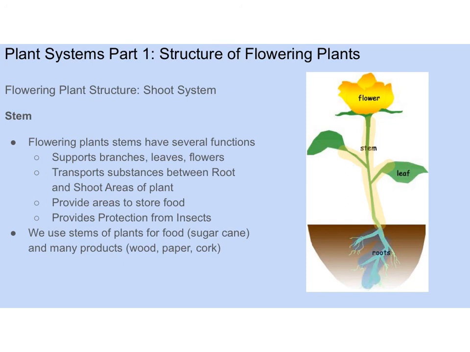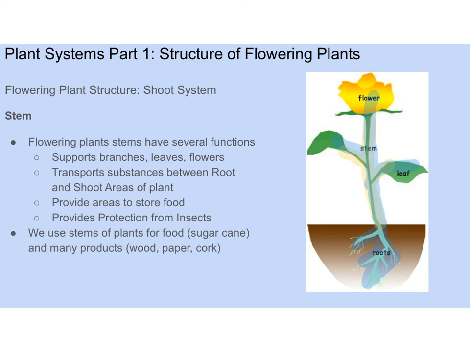It's also responsible for transporting substances from the roots. It gets water and nutrients down here, and it will send it up to that leaf, and then to that leaf, and then up to the flower as needed. It also provides an area for storage of food. Some plants will store their food in the stem, an example being sugarcane. It also provides protection from insects. Often it's the toughest part of the plant that has the roughest exterior to prevent insects from being able to burrow in.